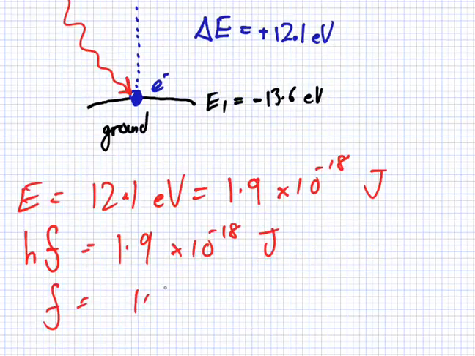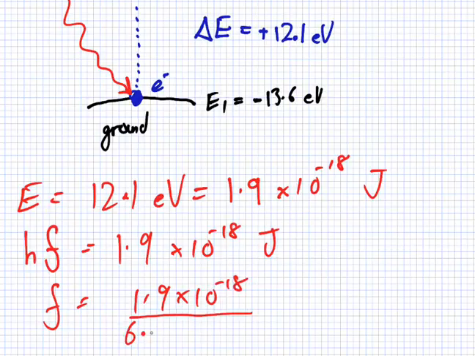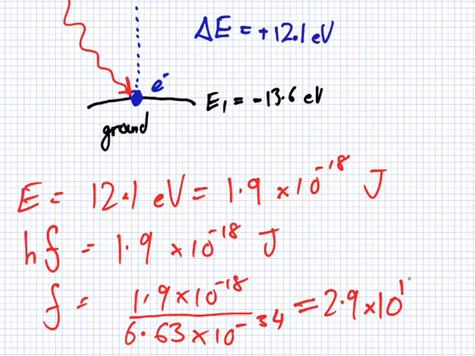Hold on there. What is it? 6.62. So what's the frequency now? 2.9 times 10 to the... It's fine. So this is the frequency of the photon required. Yeah?